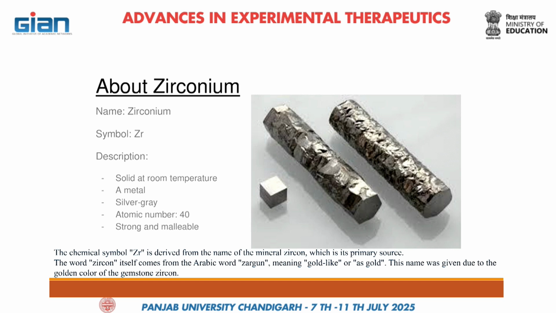Now in this second section we will discuss zirconium, represented by the symbol Zr, which is solid at room temperature, a silvery gray metal with atomic number 40. It is very strong and malleable. The chemical symbol Zr is derived from the name of the mineral zircon, which is its primary source. The word zircon itself comes from the Arabic word zargan, meaning gold-like or as gold. So the name was given due to the golden color of the gemstone zircon.